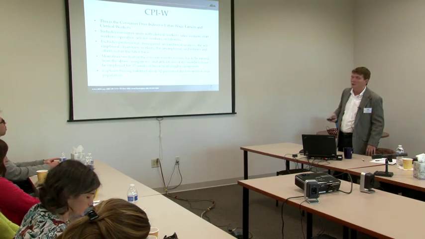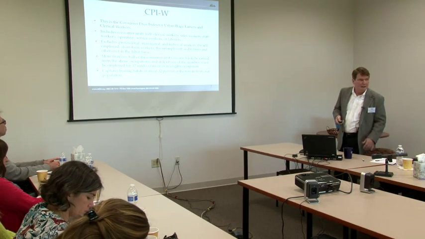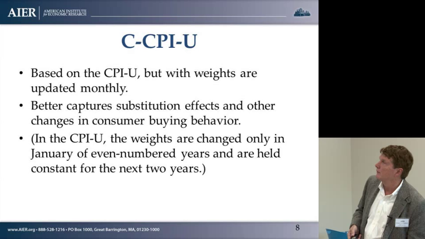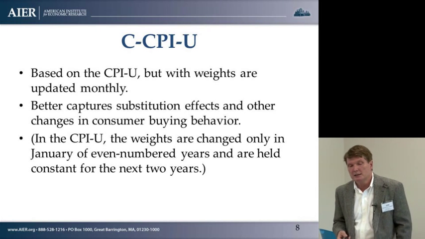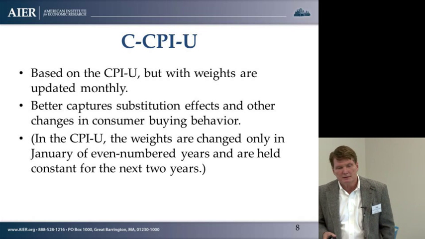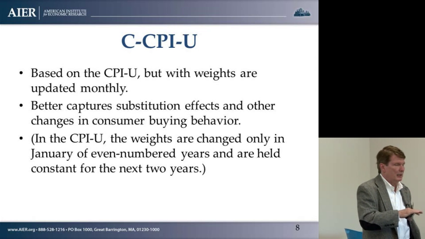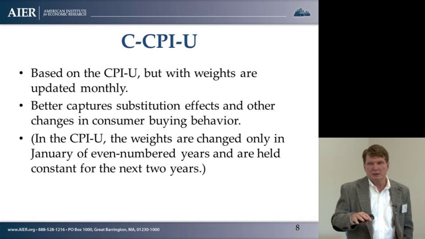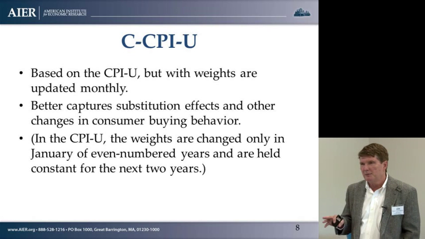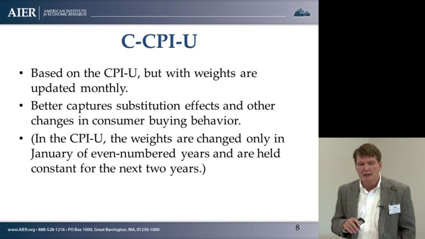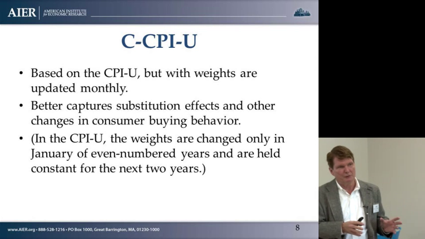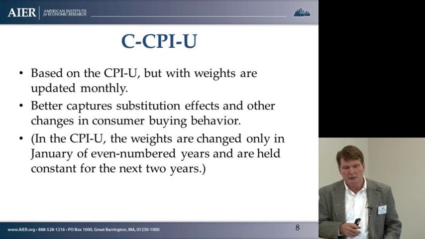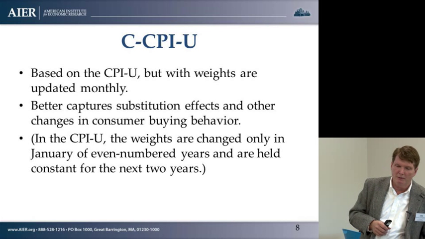But this is the one they use for those COLAs, even though it is a little more limited. We're hearing a lot lately about the CCPIU. This is the chain CPI. It's based on the same methodology as CPIU, but the weights are updated monthly. And so it better captures substitution effects that we were talking about earlier, where if the prices go up, people switch to a different good or a different venue. So it captures other changes in consumer behavior.